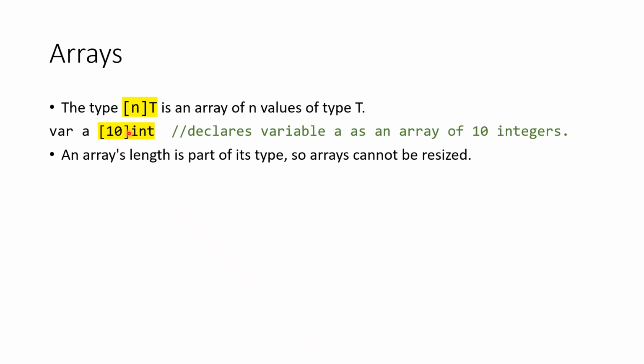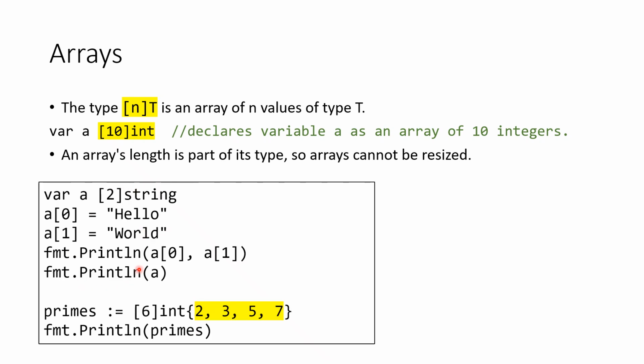And you can declare a variable of this array type just like the way you declare any variable. The statement var a [10]int declares a variable a as an array of 10 integers. Note that the length of an array is part of the array type, so arrays cannot be resized. For example, after declaring a as an array of 10 integers, array a will always have 10 elements.